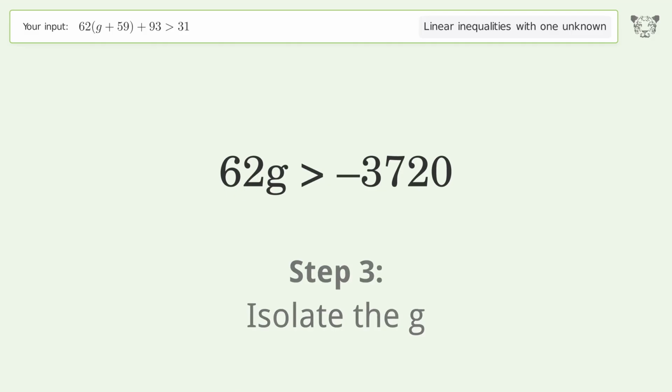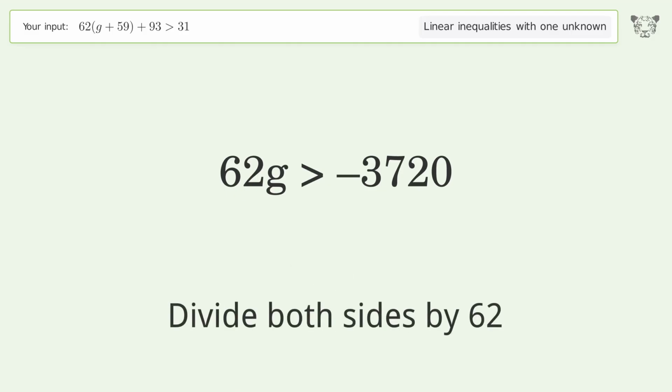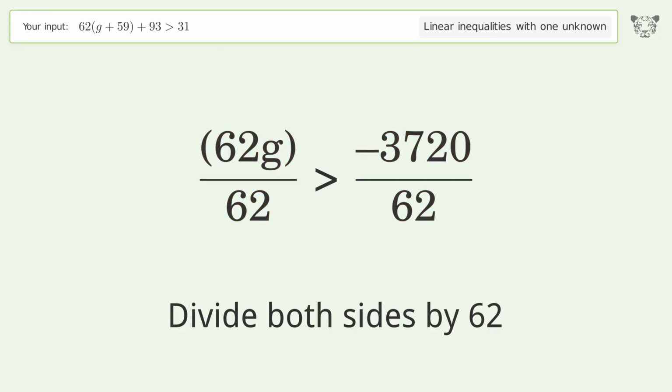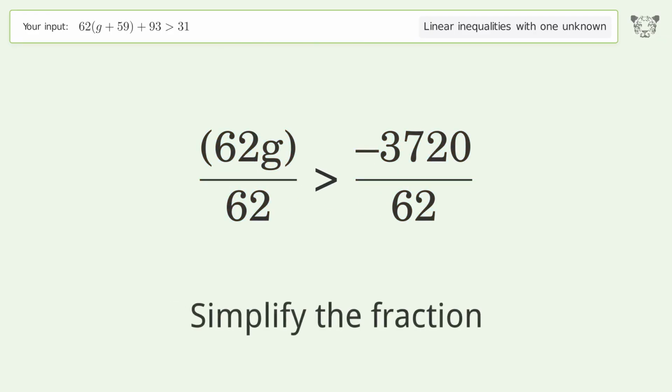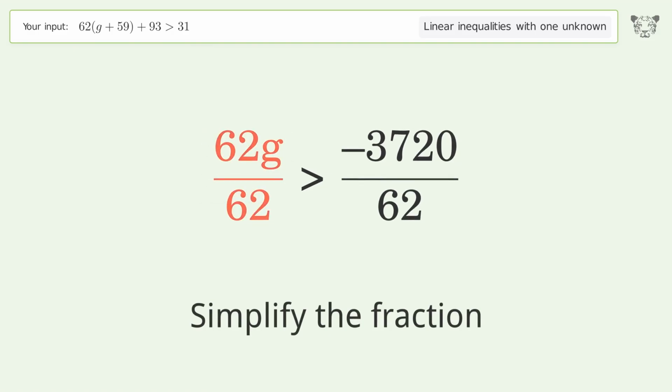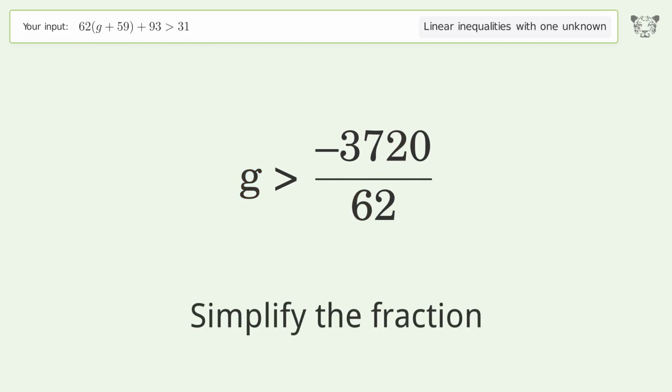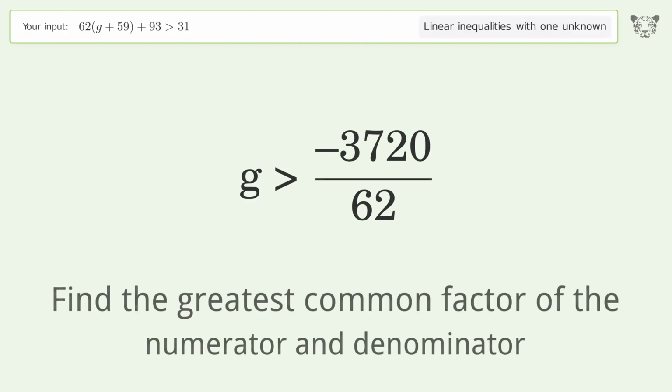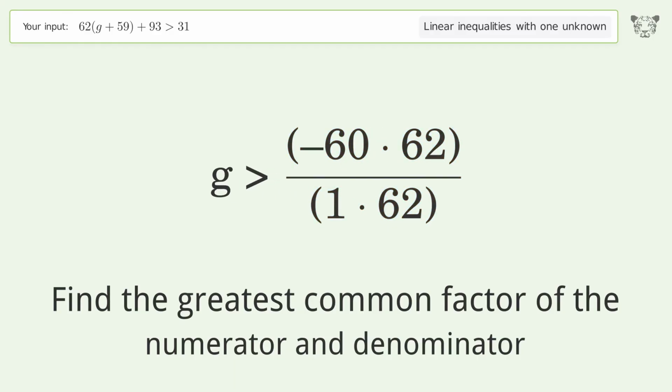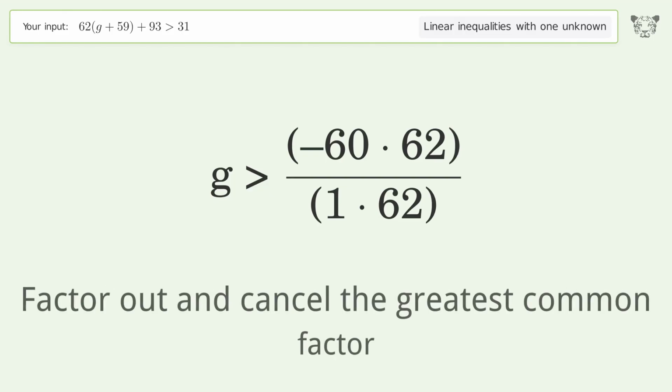Isolate the g. Divide both sides by 62. Simplify the fraction. Find the greatest common factor of the numerator and denominator. Factor out and cancel the greatest common factor.